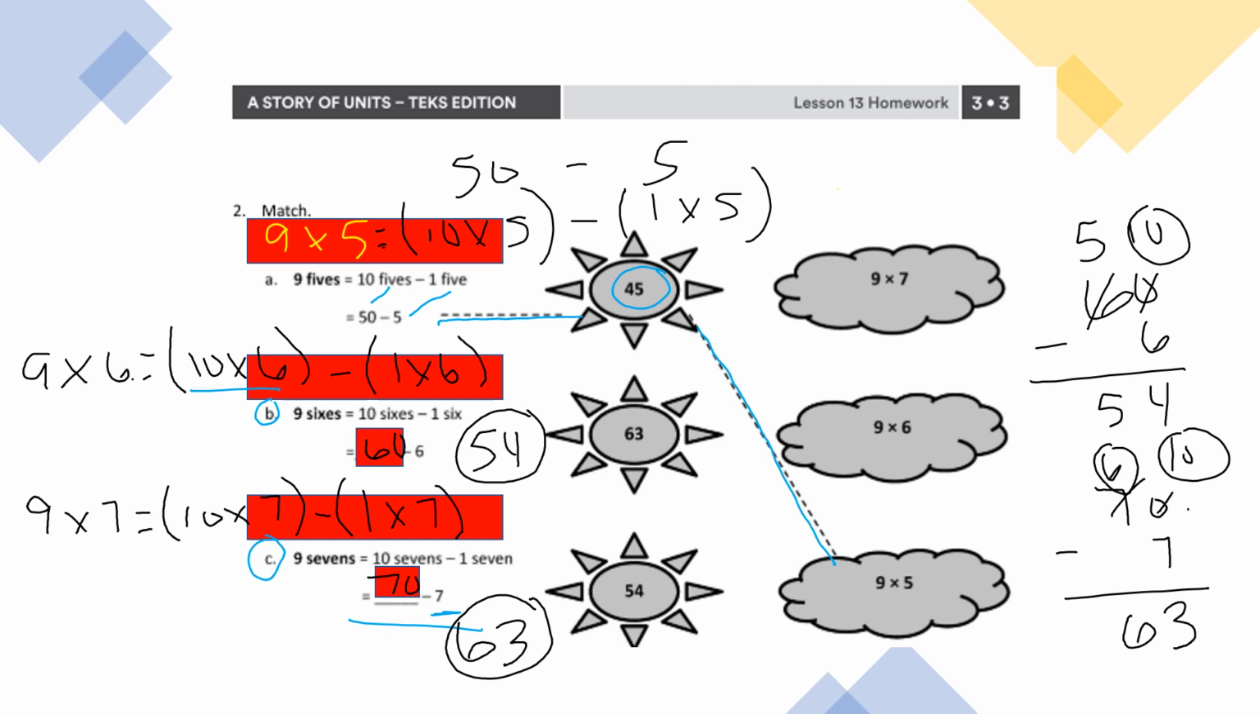All right, let's move on. So we've worked out 2A, 2B, and 2C. Now we're going to work out 2D, 2E, and 2F. And after we work those three out, we're going to match.